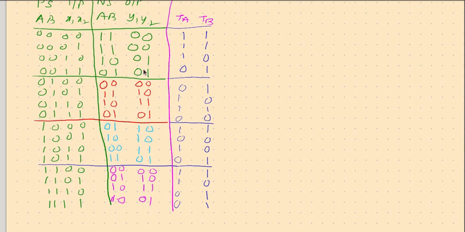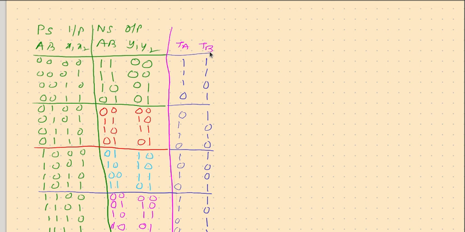If I know A, B, x1, x2, then I can know what the outputs should be and what the driving forces should be for the two flip-flops A and B. So if I take this as my address and these four columns as my data, then yes, I can use memory here.